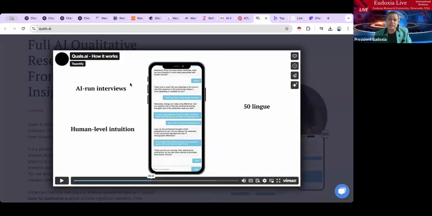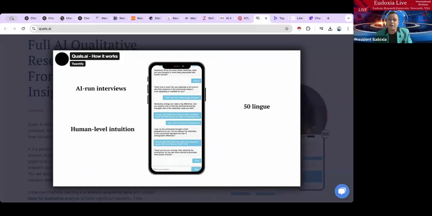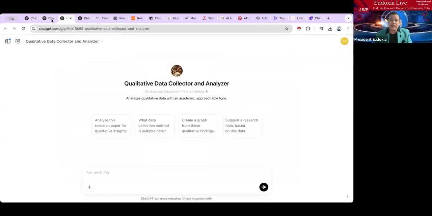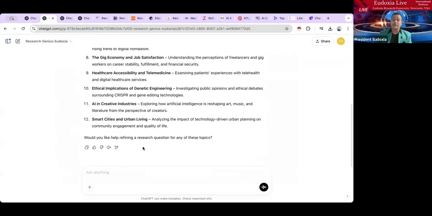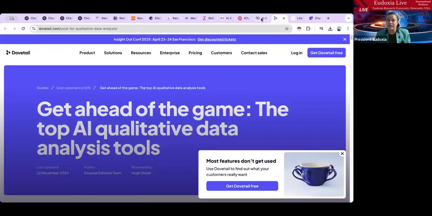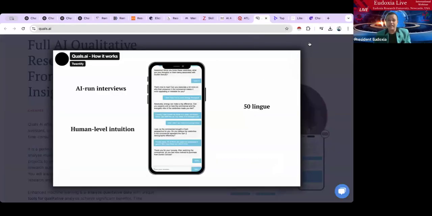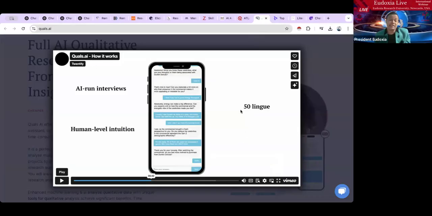So you can use this one also, Qual's AI, or you can use Research Genius also. Of course, if you are targeting some audience, what should be the target audience? What should be the interview method? How to go about a social media interview? Everything will be guided by this platform. So Qual's AI is another platform that I have shown you, and it supports different languages. It is presently supporting 50 different languages.